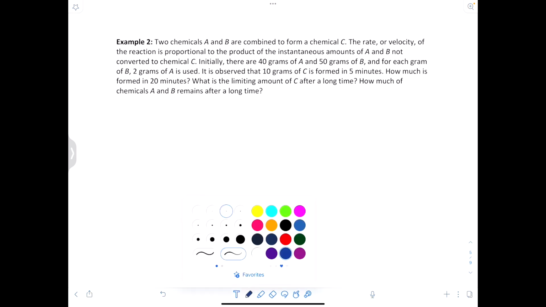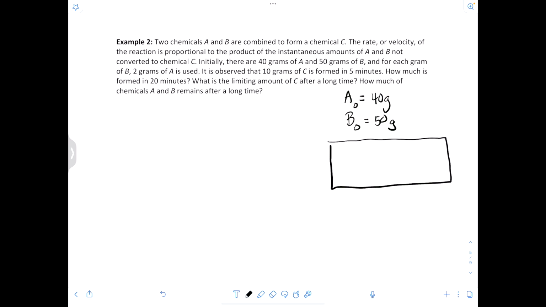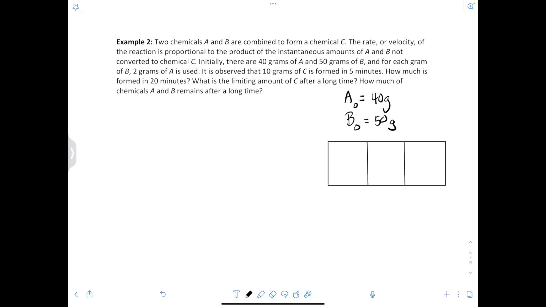So basically, one way to look at it is that we have a lot of information, right? We have some initial amount of A, call it A sub zero, and that's 40 grams. B sub zero was 50 grams. Now, for each 1 gram of B, 2 grams of A is added to this mixture. So if you think about it like a ratio, each time you add one portion of B, you add 2 portions of A, and the whole of it is what you get for this chemical C, all right?